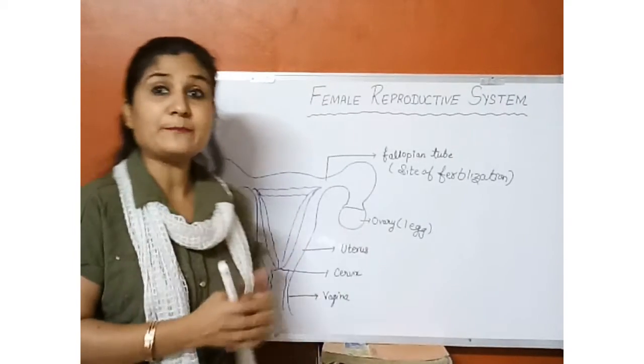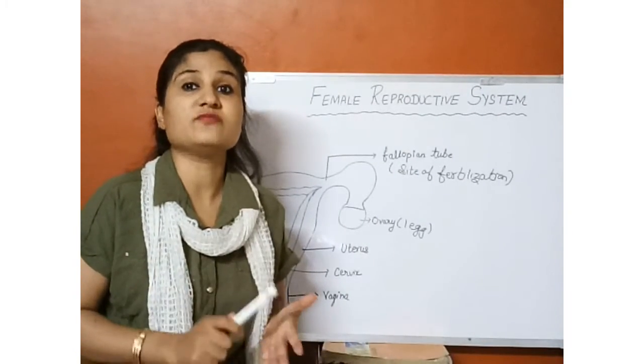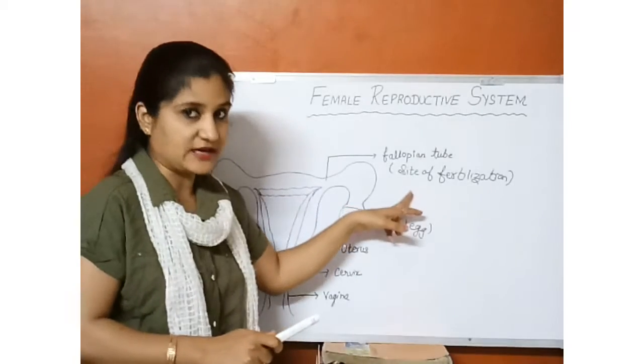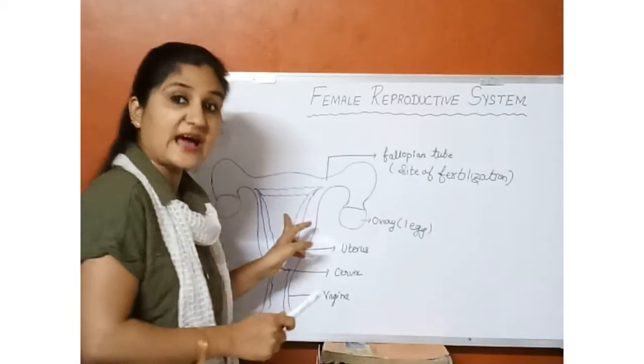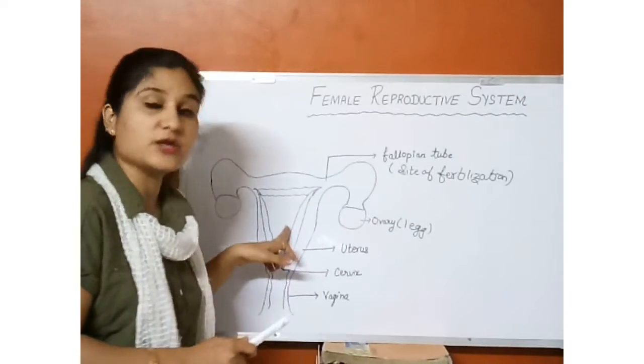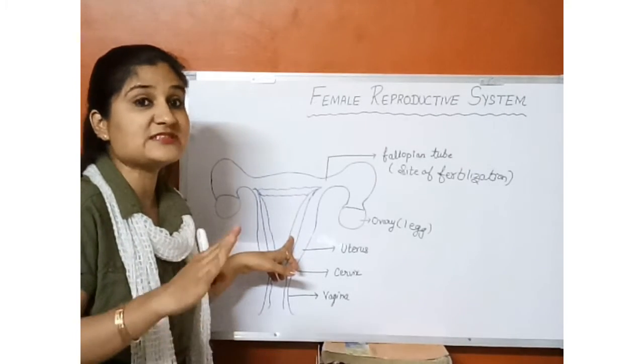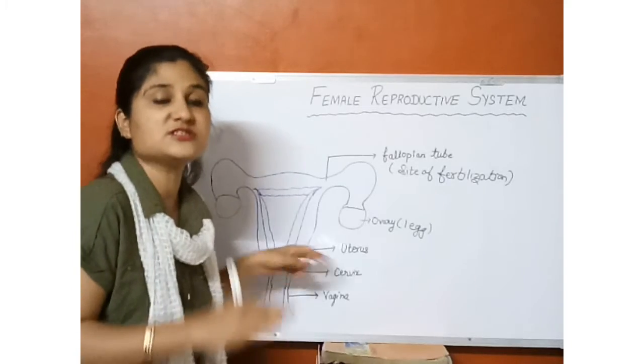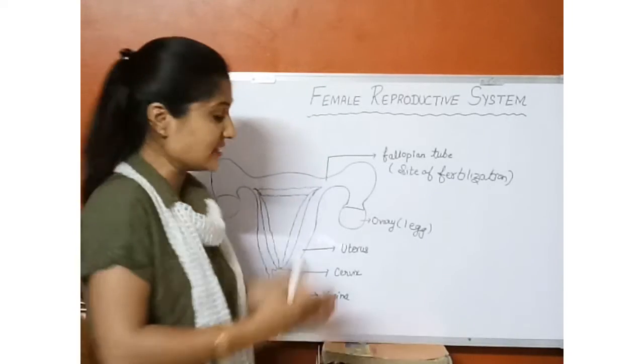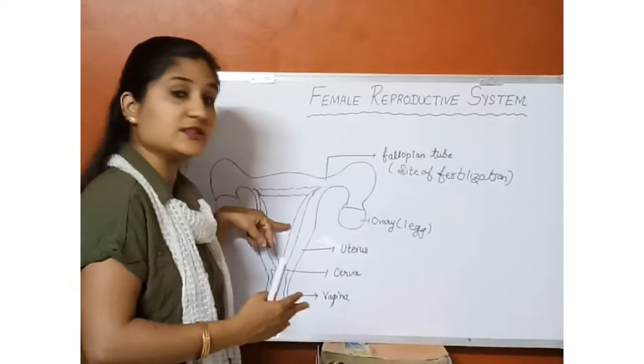But what happens if the egg is not fertilized? If the egg is fertilized, it will form an embryo, and the embryo is placed in the uterus, and in the uterus the further baby development, that means the 9 months of the period in which the development of a baby takes place, the development of the baby takes place in the uterus.